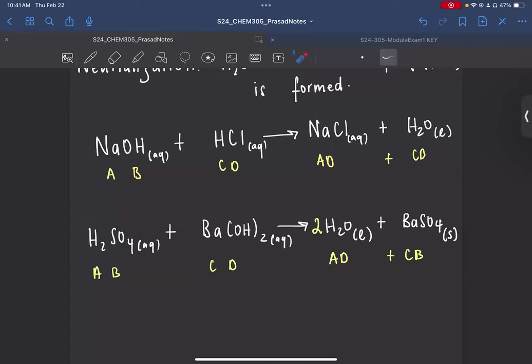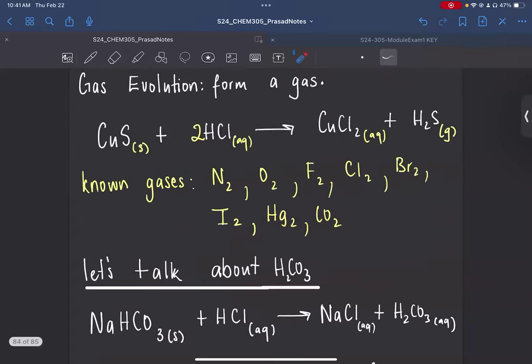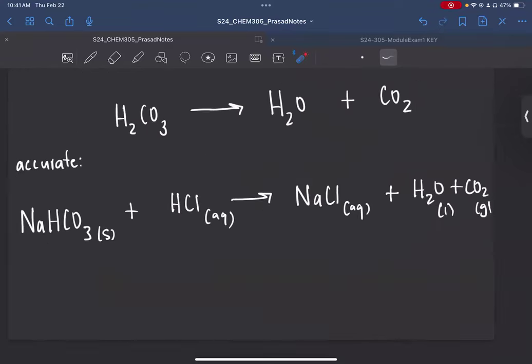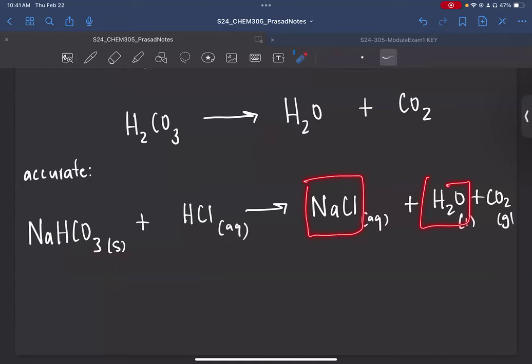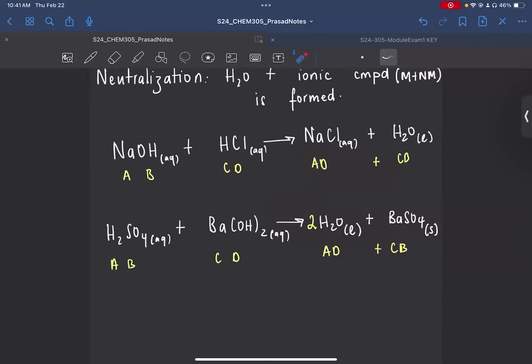One specific reaction can cover multiple types. Take, for example, the gas evolution right here. If we look at the more accurate version of the reaction in which we form H2O and CO2, we've also formed an ionic salt, an ionic compound, and water. Technically speaking, this is also neutralization. So there's a lot of things in common. It's basically a really big Venn diagram. For that reason, I'm not going to ask you to identify the type of reaction, because one reaction can have multiple answers, but you should be able to recognize. Does that make sense? Cool. All right, that's neutralization.